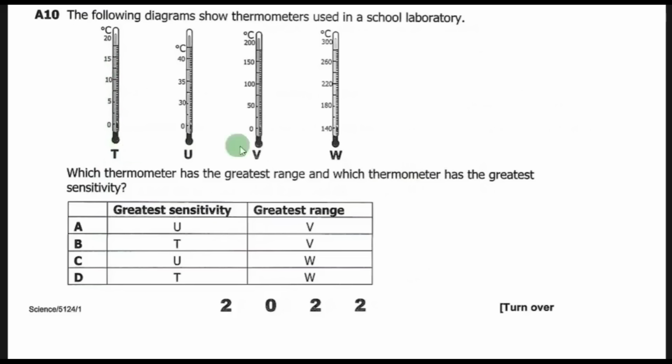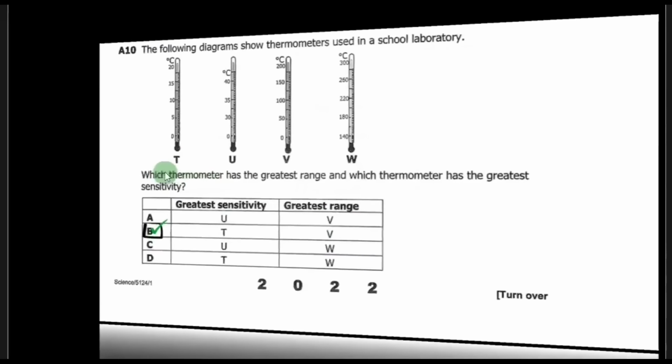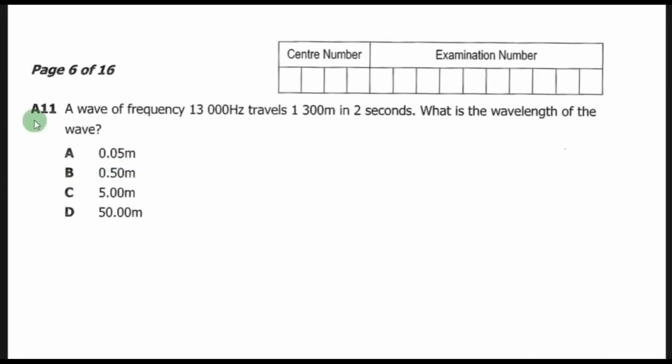The one with the greatest range is V. The one with the greatest sensitivity is T. So greatest sensitivity is T, greatest range is V. So our answer is B. Let's go to question number A11.